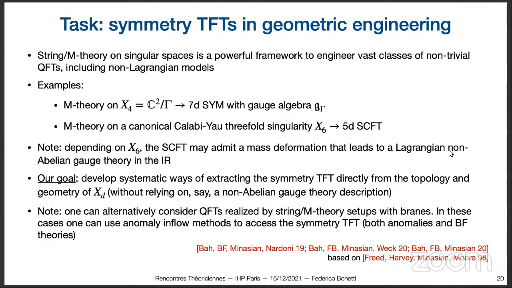And what turns out to be the case is that depending on the geometry of these threefolds, sometimes the 5D CFT admits a mass deformation that gives us in the IR a non-abelian gauge theory. So in that situation, it's qualitatively similar to the example of 7D super Yang-Mills. But sometimes that's not the case. And those cases are extremely interesting, precisely because they elude this more familiar Lagrangian description. So our goal is to develop tools that are systematic and geometric, and therefore they don't really rely on whether or not a description in terms of a non-abelian gauge theory is available.